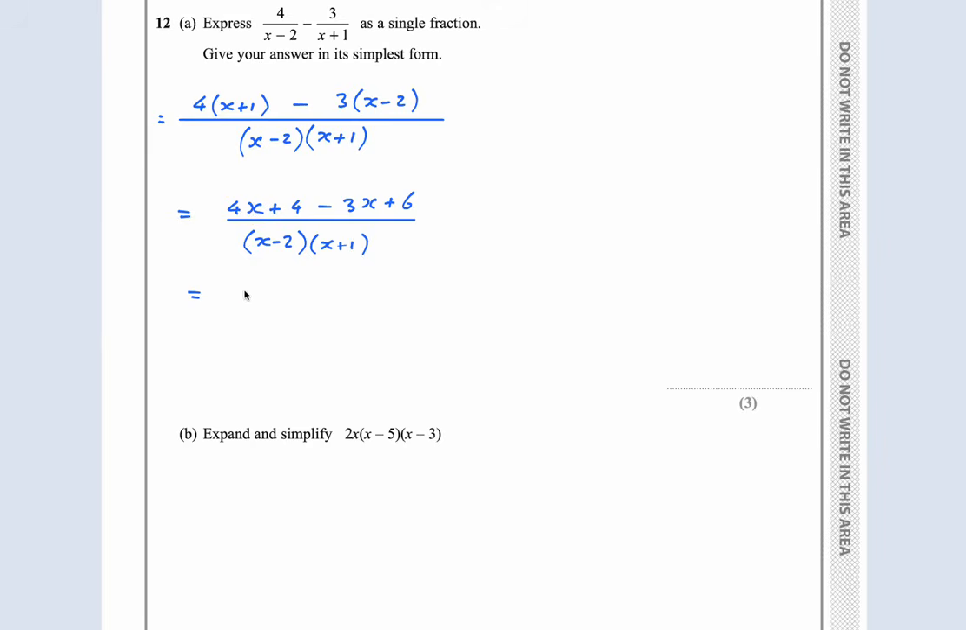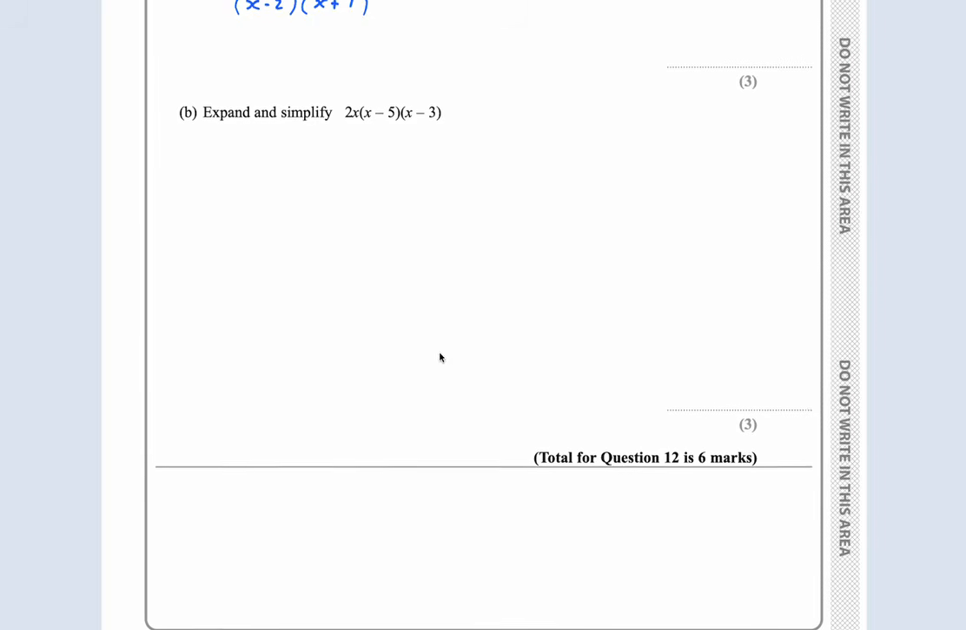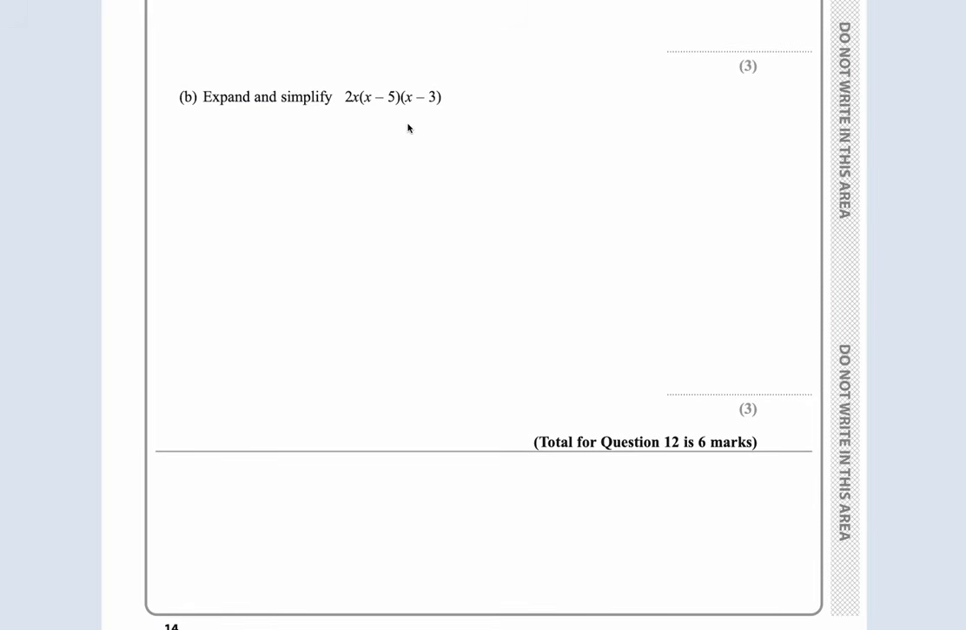4x minus 3x is x. 4 plus 6 is 10. So I have x plus 10 over x minus 2 times x plus 1. And that's it. That's the answer. You can write it here if you want. Expand and simplify. Okay.